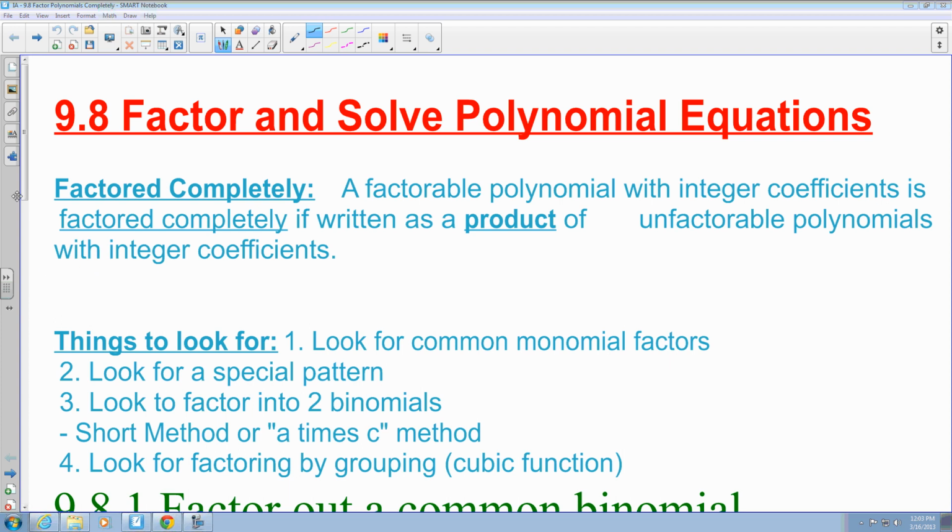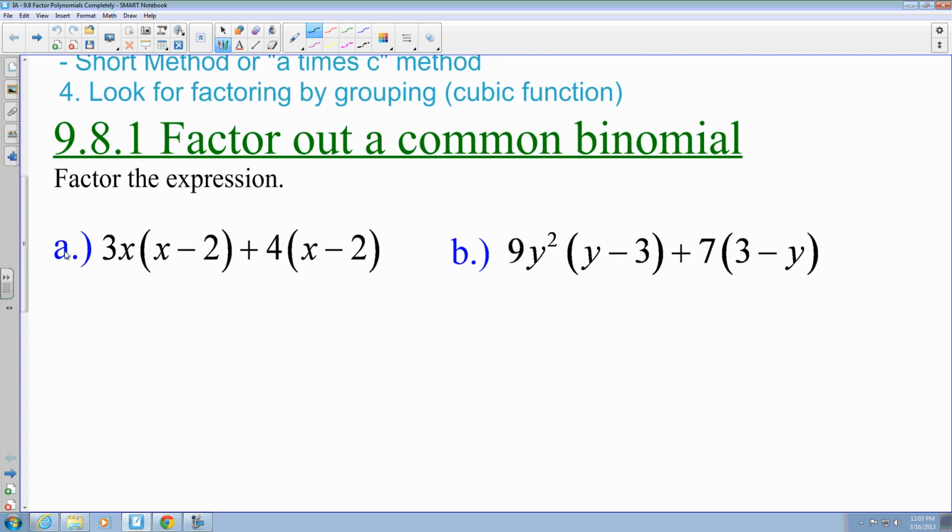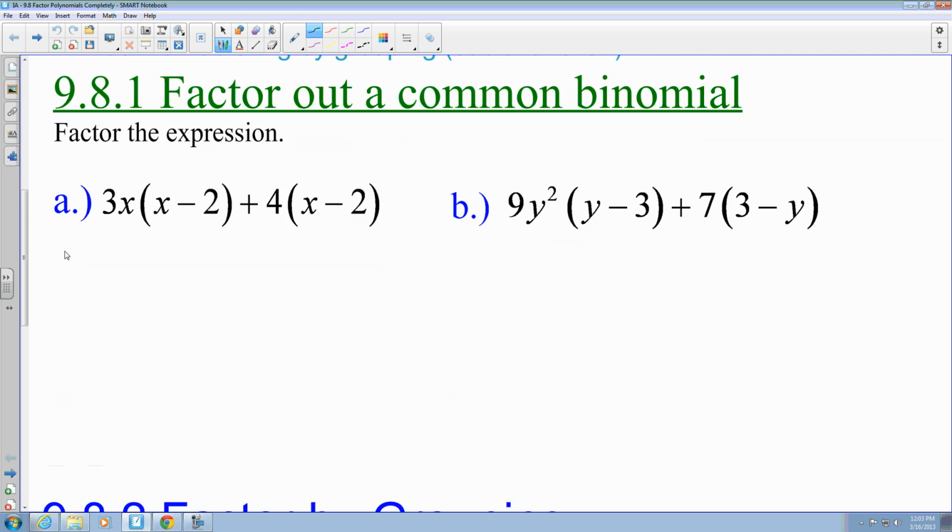Some of the things that we have to look for is, again, the special patterns, being able to factor them out by using reverse FOIL, and today the fourth one, what is in that blue sign, is being able to factor by grouping, which I'll show you how to do. So for these first examples, they want us to factor out the common binomial.